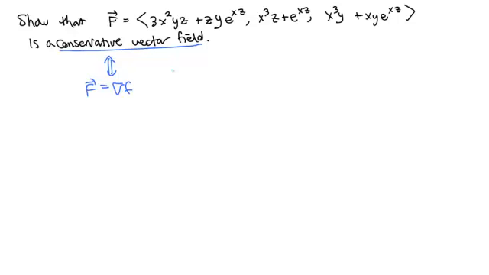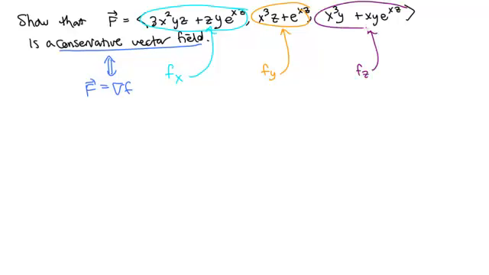What would such a function look like? Well, its derivative with respect to x would have to match the first component of the vector field f. Its derivative with respect to y would have to match the second component, and its derivative with respect to z would have to match the third component. So such a function f would have to satisfy three separate integration properties.